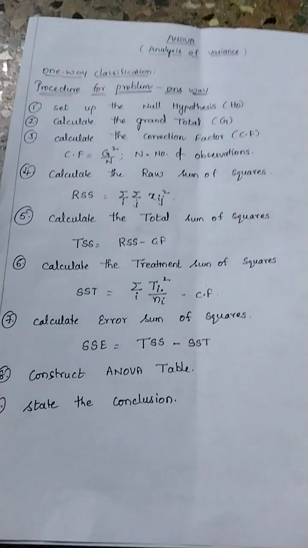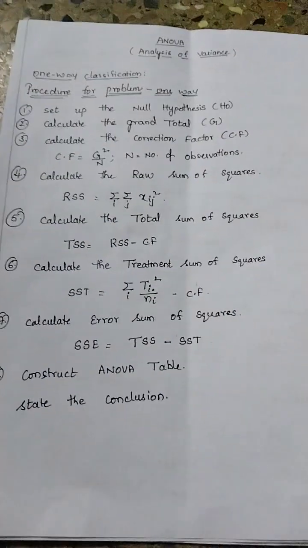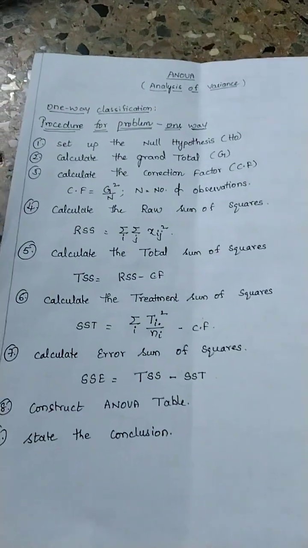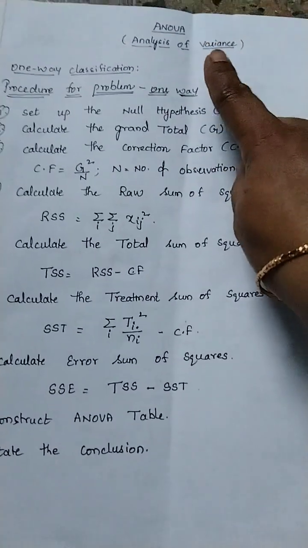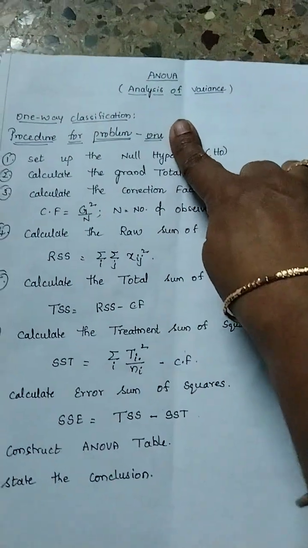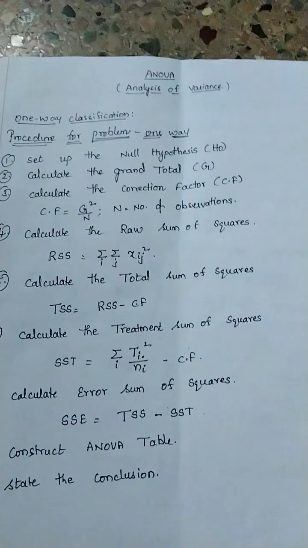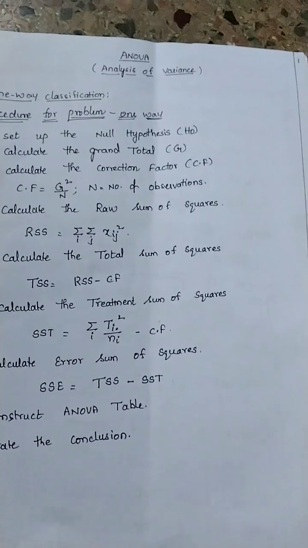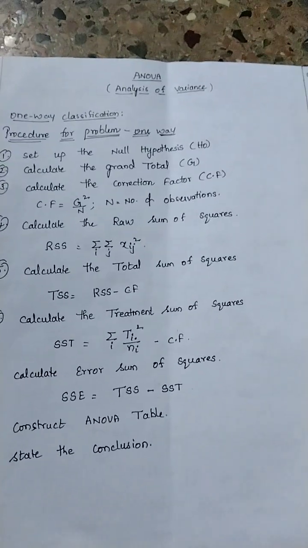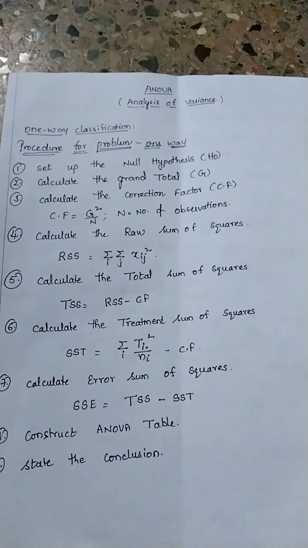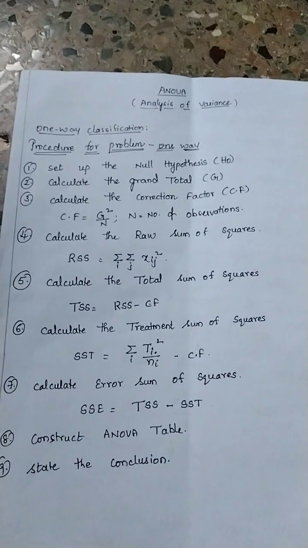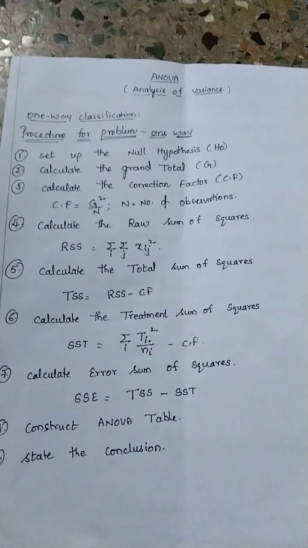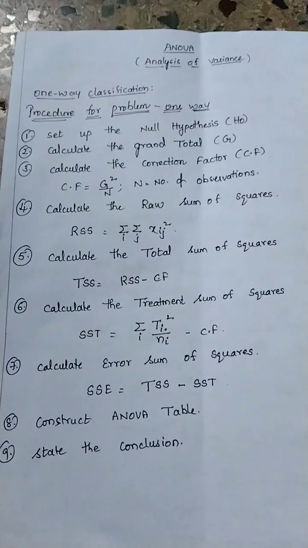Hi students, again I came back with one more video based on analysis of variance, shortly written as ANOVA. So here, what is meant by ANOVA? ANOVA means analysis of variance, and it is defined as separation of variance ascribable to one group of causes from the other group of causes.